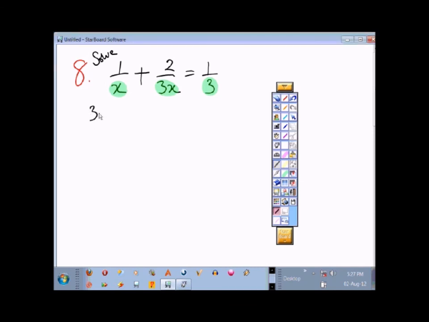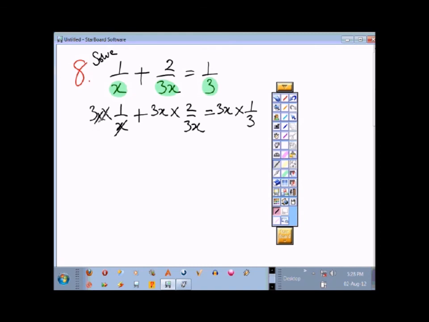So we now use the 3x to multiply 1 over x plus 3x times 2 over 3x is equal to 3x times 1 over 3.